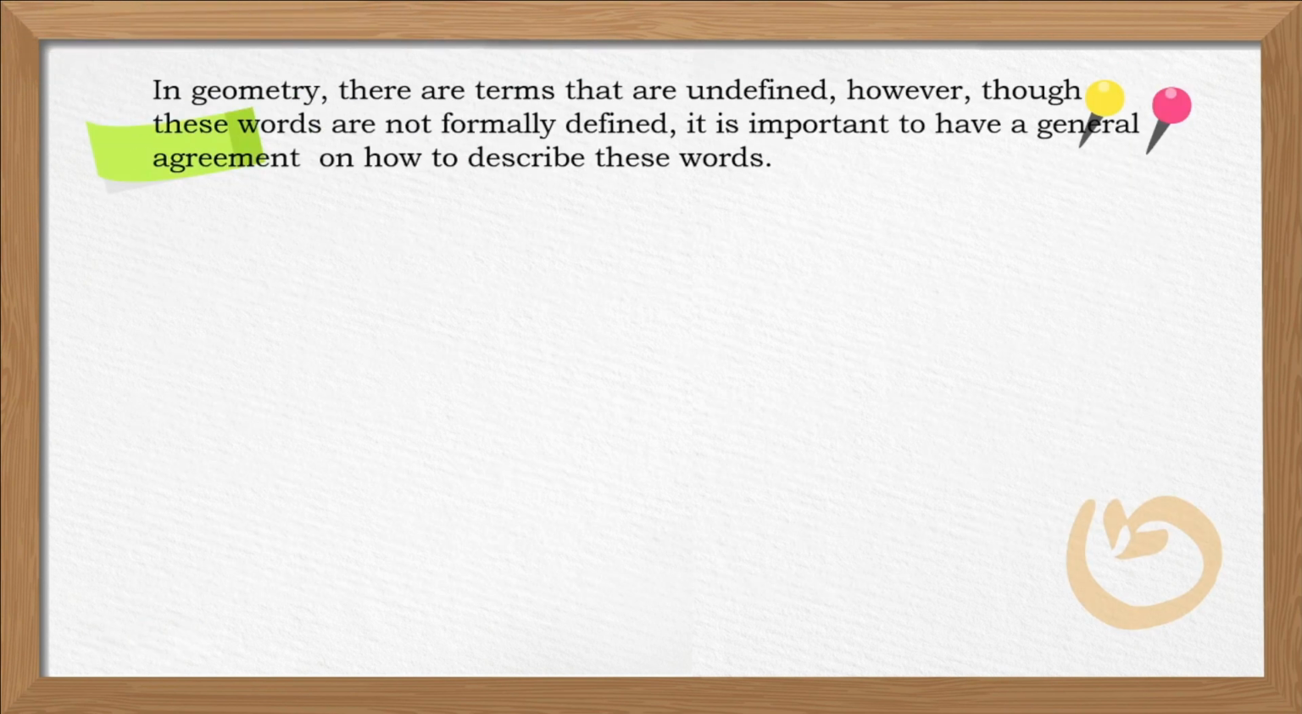In geometry, there are terms that are undefined. However, though these words are not formally defined, it is important to have a general agreement on how to describe these words. So, meron tayong mga word terms sa geometry na undefined. But all we can do is describe these terms. So, these terms are called undefined terms. So, what are the terms that are undefined in geometry?